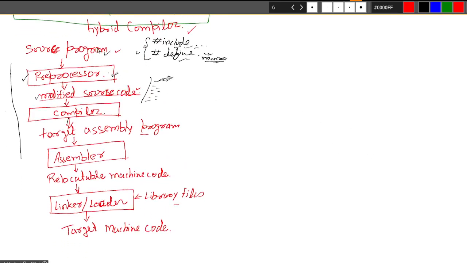What happened? You started with your source program, then you pre-processed it and produced a modified source code. This modified source code is given to your compiler, which will produce another language, maybe a target assembly program, given to the assembler, which produces a relocatable machine code. Then there is a linker loader which will use this relocatable machine code, other relocatable machine codes, and library files, link them together, load them and also resolve the memory allocation as needed, and then produce the target machine code. So this is the story of the execution of your source program totally.